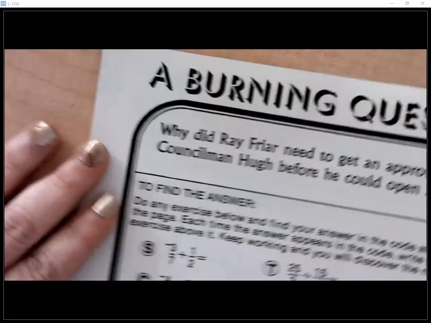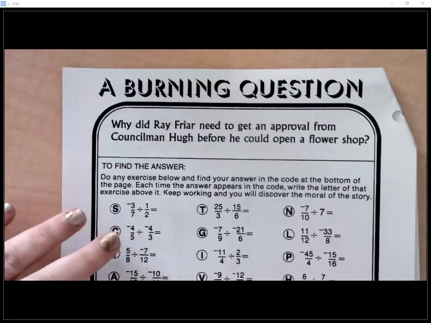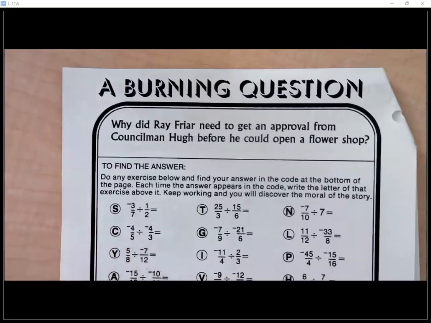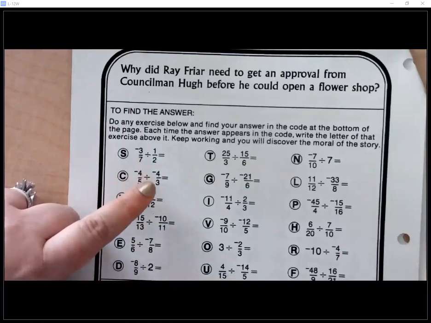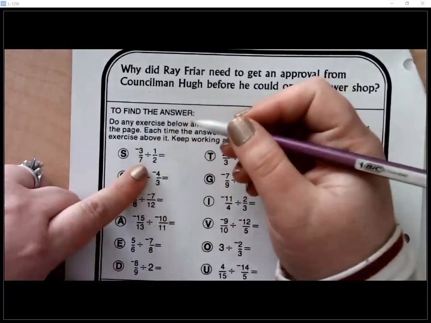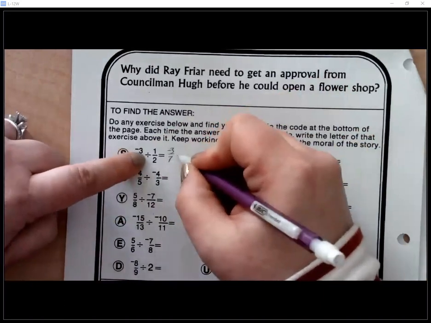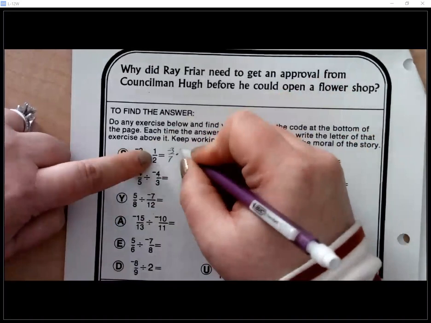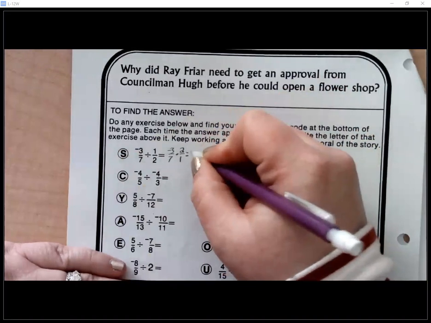Okay, so let's read. We're going to figure out this one. Why did Ray Fryer need to get an approval from Councilman Hugh before he could open a flower shop? I have no idea. So what do we need to do? We need to solve each one. Let's look at the very first one, letter S. If you need to do your work on a different piece of paper, that's fine. Keep, change, flip, friends. Keep the first fraction, change to multiplication, flip that one over. And now if I multiply straight across, I get -6/7.